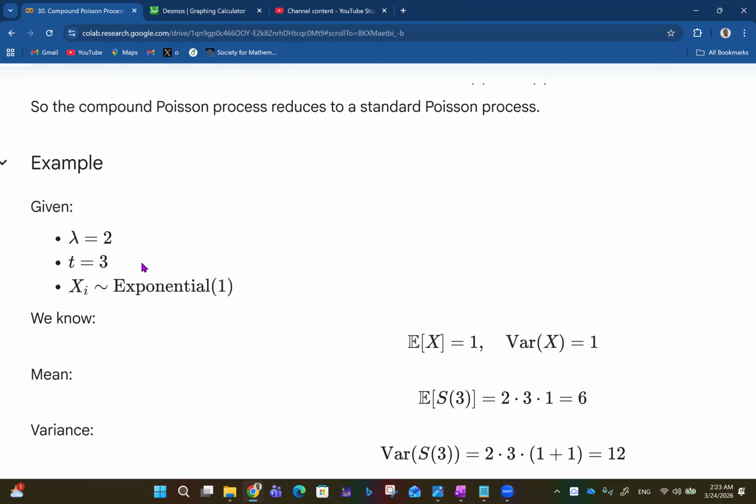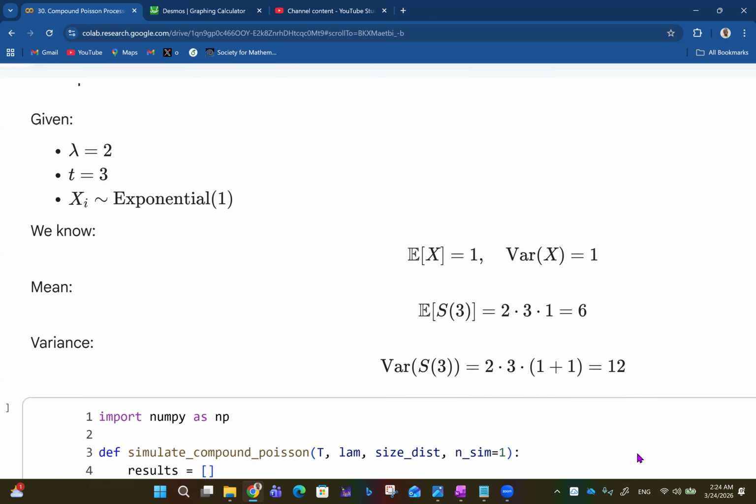So we have an example here. Given that lambda is 2 and t is 3, Xi is exponentially distributed with parameter 1, then we know that the expected value of X here is 1. The variance of X is also 1. So the mean is given as the expected value of S(3), that is S at time 3. That will be 2 times 3 times 1, making 6. Then the variance will be 2 times 3 times (1 plus 1), which gives 12 in this case.